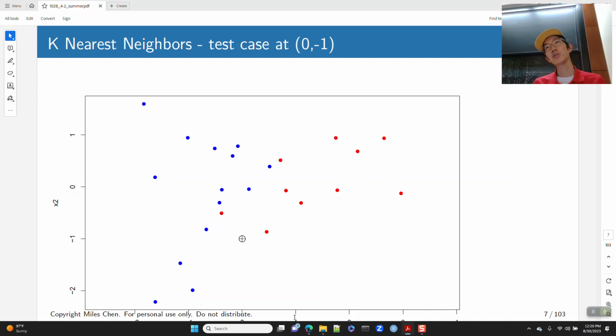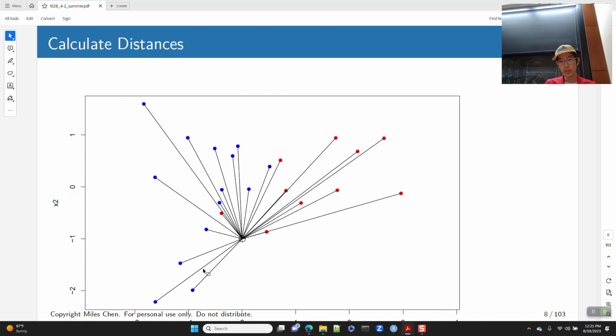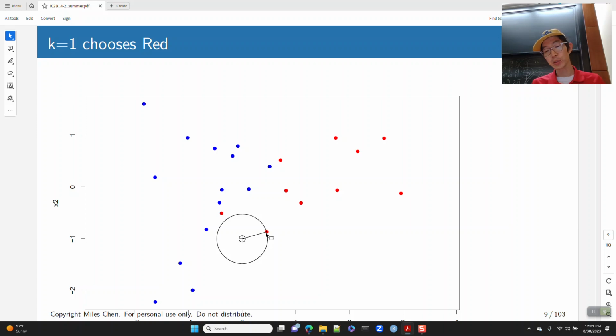Again, in 2 dimensions, our eyes can easily recognize the nearest neighbors. It's very easy for us. But in higher dimensions, it's really hard to judge which points are the nearest neighbors. So here we are measuring the distance from our test case to every single other point in the data. Now I'm going to ask, what is my 1 nearest neighbor? It is this point right here. I've sorted them by distance and drawn a circle so you can see that no other point is closer to our test case than this. Because this 1 nearest neighbor is red, we are going to classify the test case as red.